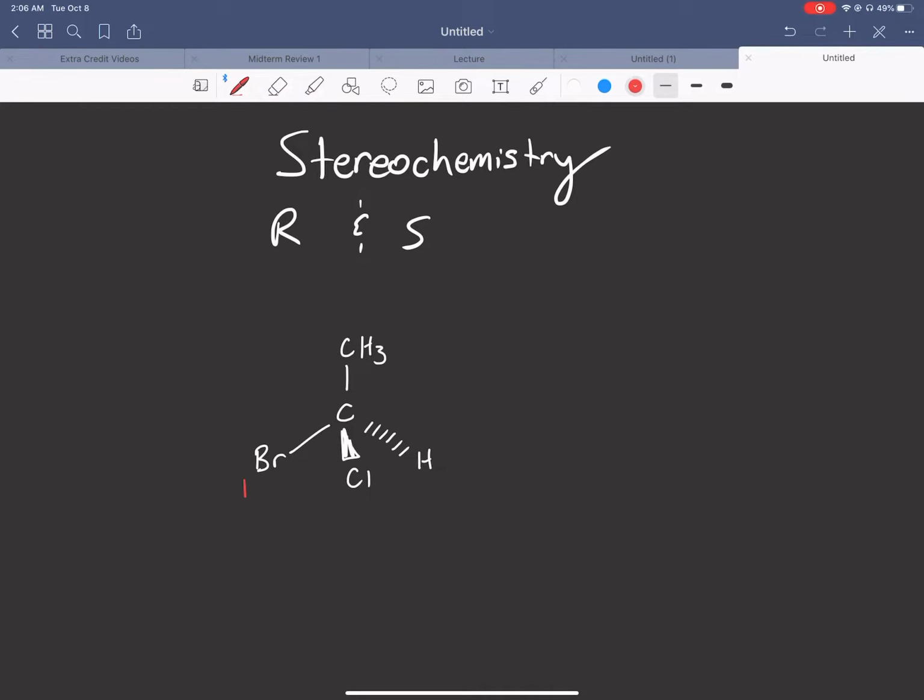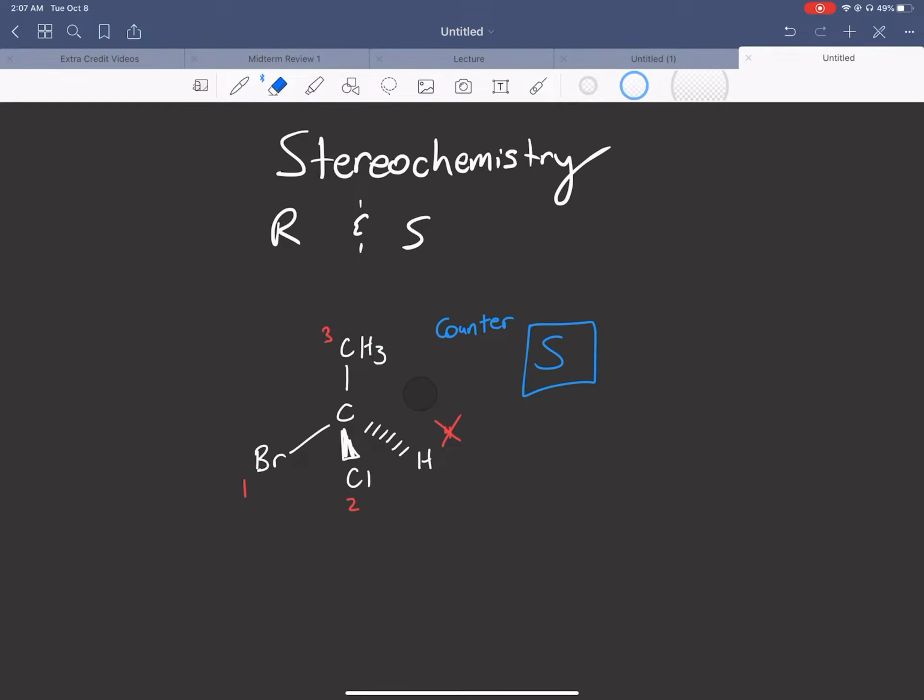This would be the first priority group, second, third, fourth. Our lowest priority group is dashed, so we don't need to worry about anything else. This is our easiest scenario. So I'm just going to cross the 4 out and draw an arc going from 1 to 2 to 3. That's counterclockwise, and so this configuration is going to be S. So we have an S configuration.